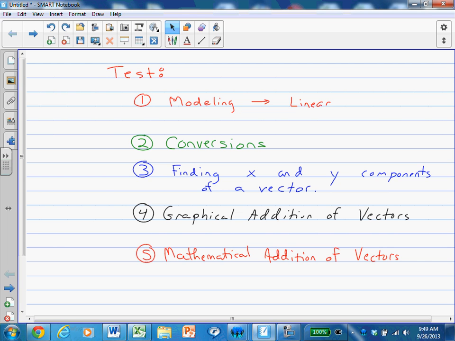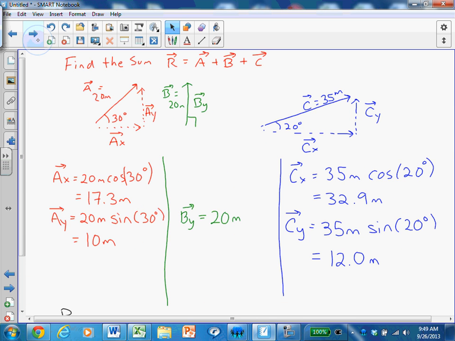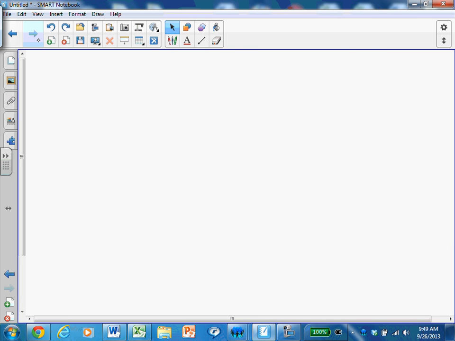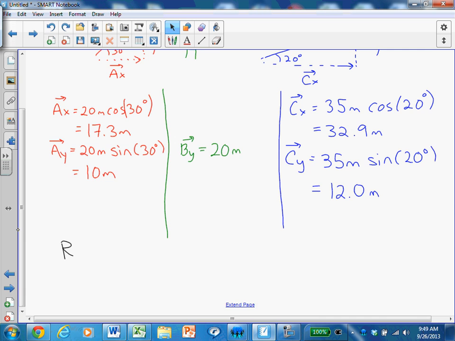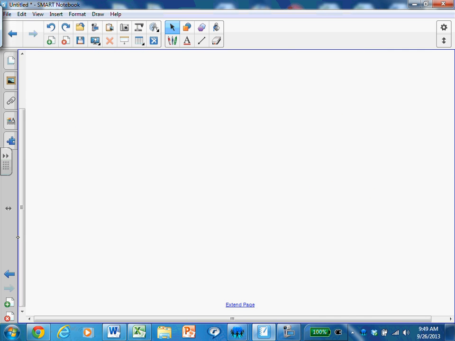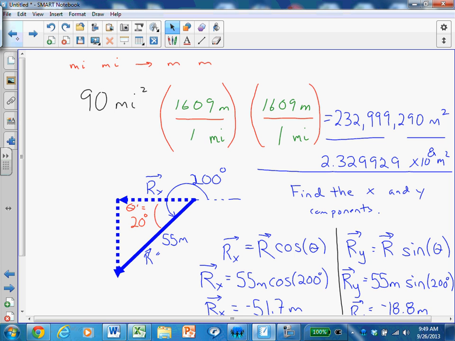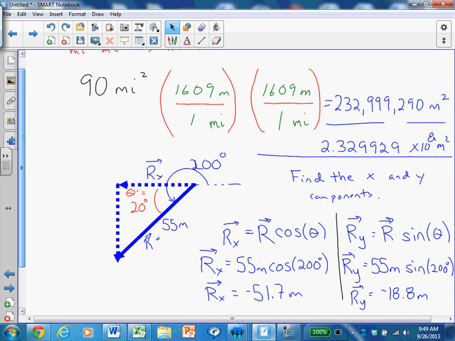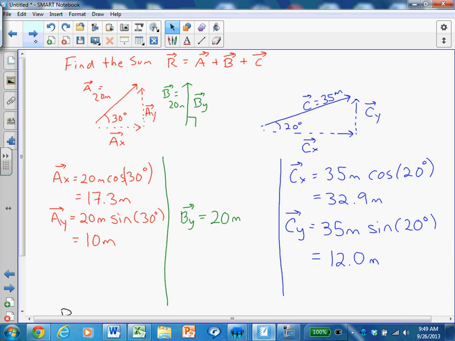And then the mathematical addition of vectors, did everybody get this written down? Well, you can get it online. Okay, so, wait, where'd it go? Whoops. Don't tell me I lost the whole thing. No, here it is. Is it? No. Oh, this is it.